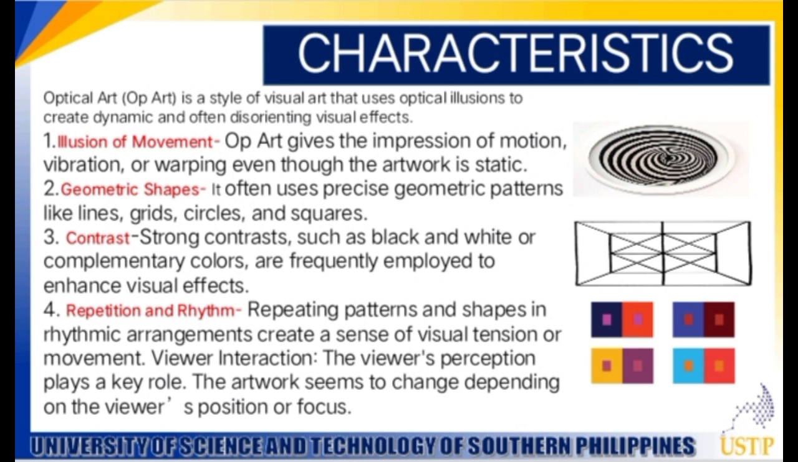Next is repetition and rhythm. Repeating patterns in shapes and rhythmic arrangement create a sense of visual tension or movement. Viewers' interaction: the viewer's perception plays a key role. The artwork seems to change depending on the viewer's position or focus. So repetition and rhythm in optical art involve repeating patterns or shapes to create a sense of movement and visual harmony, enhancing the optical illusion.